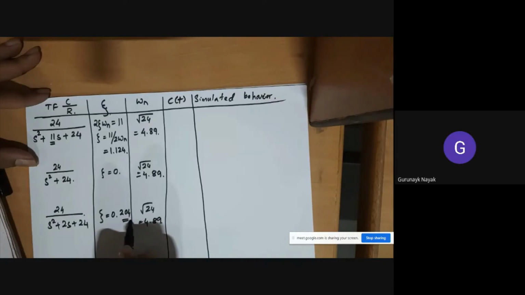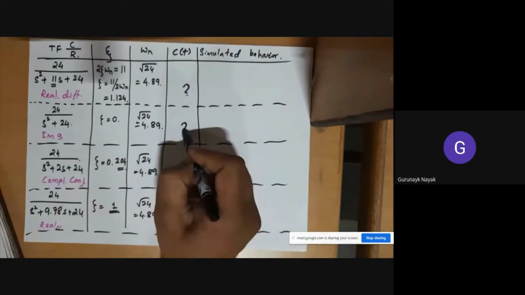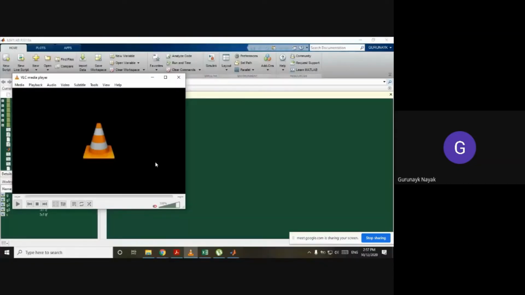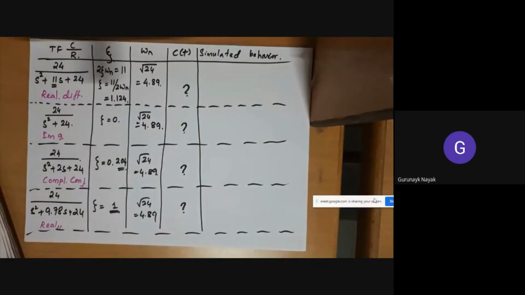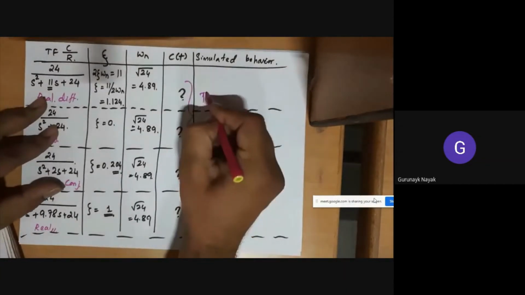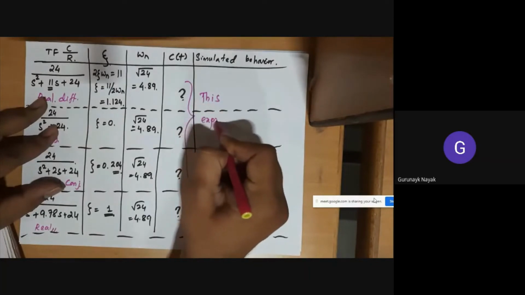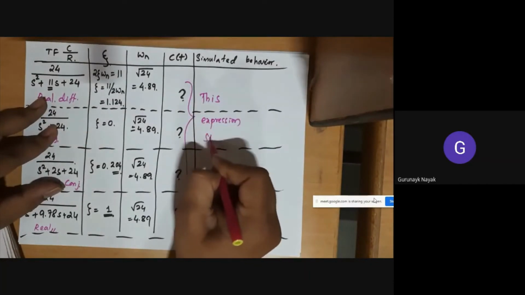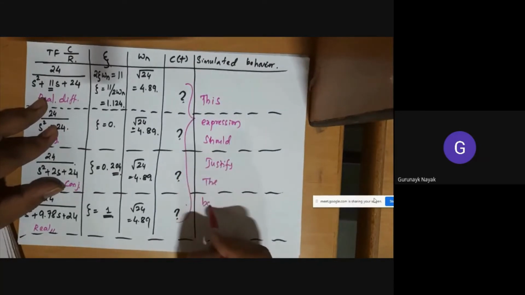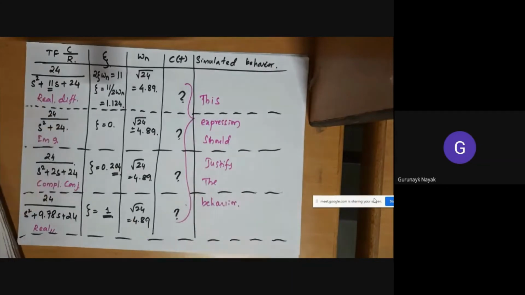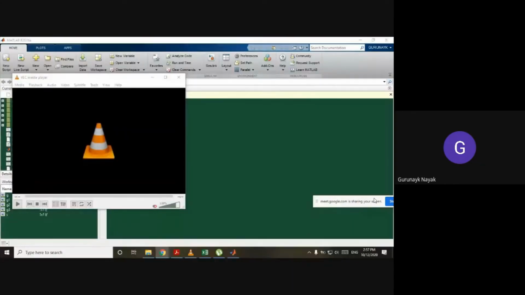That's what I believe. So the next objective is what we need to do: what is this c of t expression that justifies all four types of behaviors. It's not so easy as compared to the first order scenario where we derived c of t very easily. Here we need to do some additional things to prove that.